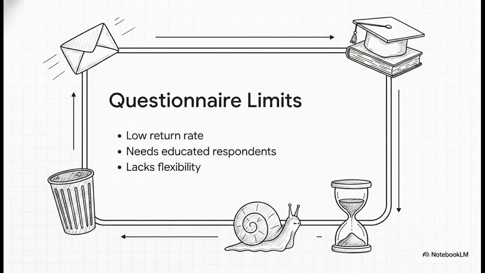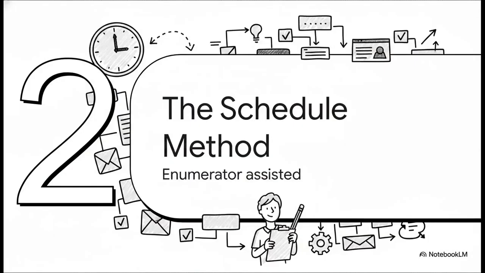Also, it strictly requires educated and cooperative respondents. If they can't read the language, they obviously can't fill it out. It also lacks any flexibility. You cannot change a question once it's mailed. And honestly, because you're just sitting around waiting for the mailman, it's usually the absolute slowest method of data collection out there. So, what happens if we're running a study where we desperately need to avoid those exact limitations?